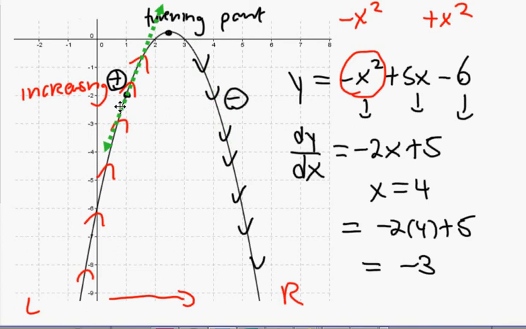Can anybody tell me, if I was to ask you, what is the turning point? What's the location of this point here? What's the x value of this point here? What could you tell me? It's going to be 2.5.